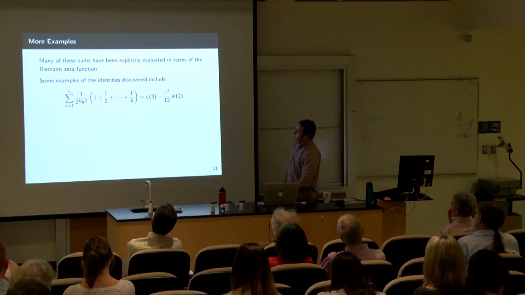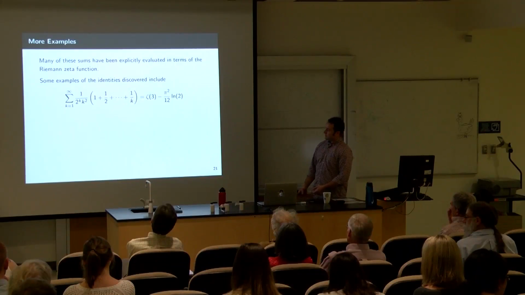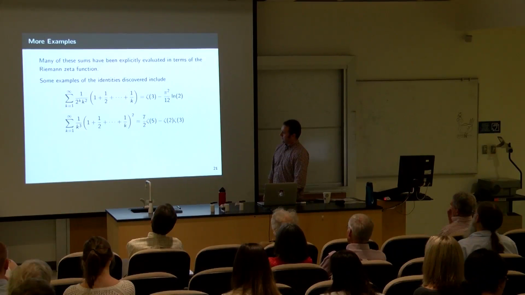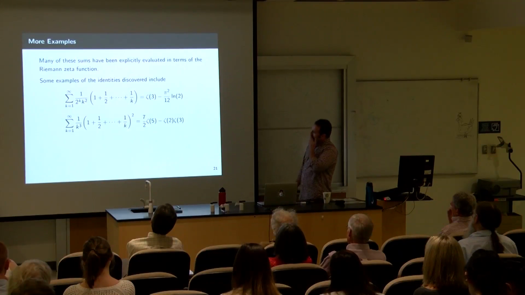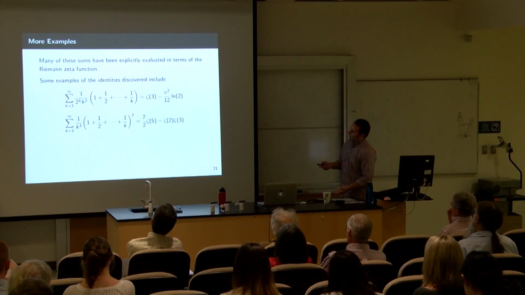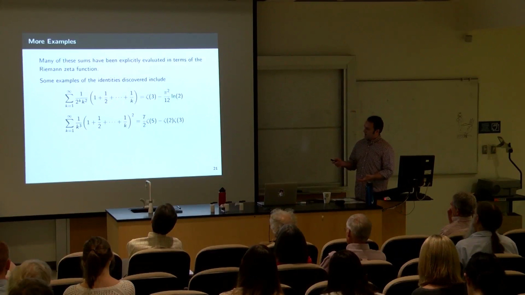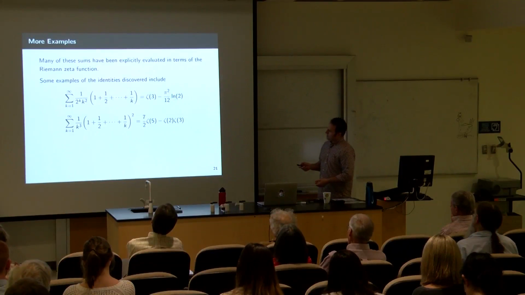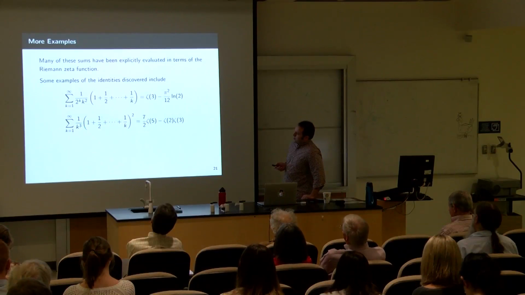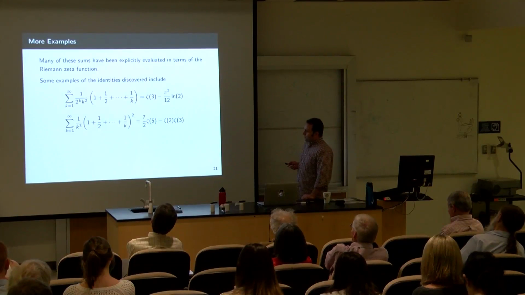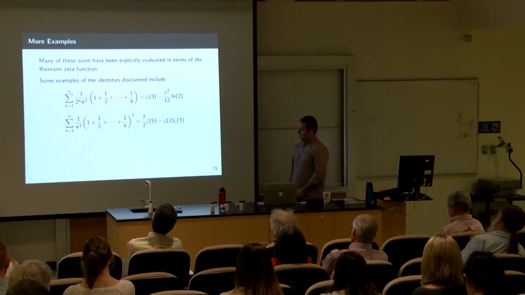Some of the examples that people have discovered since then, I think most of these actually by the Borweins, are: 1 over k squared times the harmonic number. The difference here is there's a 2 to the k. It still involves zeta of 3, and it involves this other term. Here's 1 over k cubed times the harmonic number squared. This involves zeta 5, zeta 2, and zeta 3.